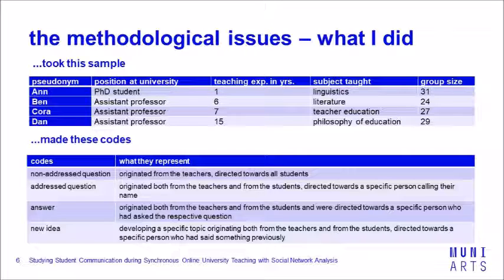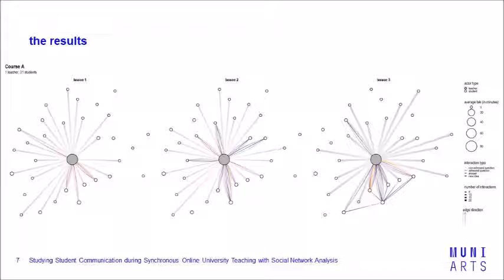So I have 4 teachers. From each teacher I have 3 90-minute long consecutive lessons, and I have 4 codes by which I've classified interaction there. And let me now show you the results. What I'm going to do now is show you graphical representations of the interaction patterns that I've found across the lessons. On each slide there will be 3 consecutive lessons from one teacher.